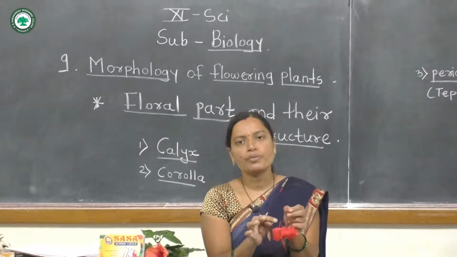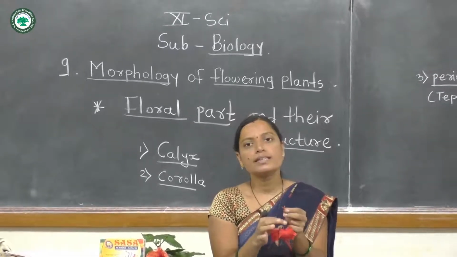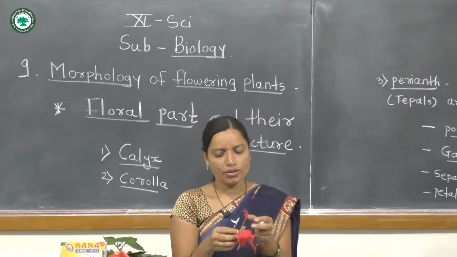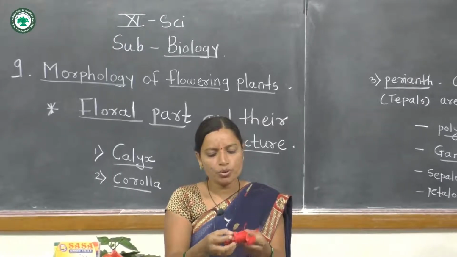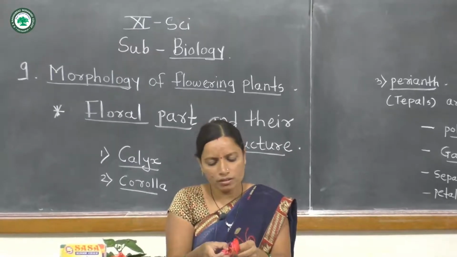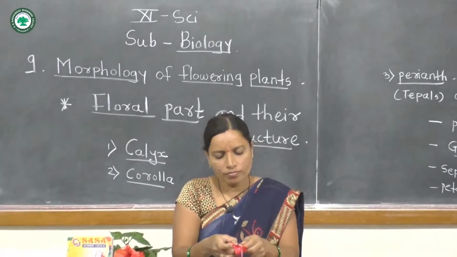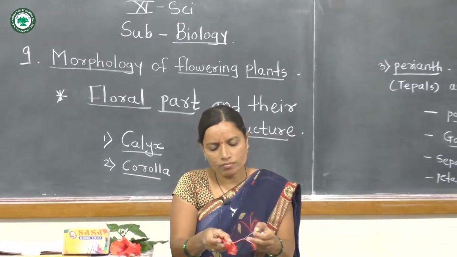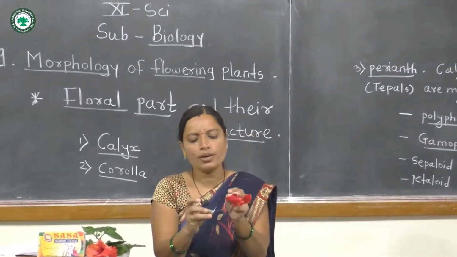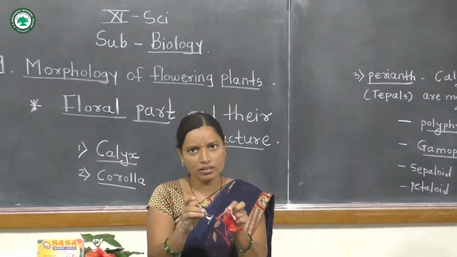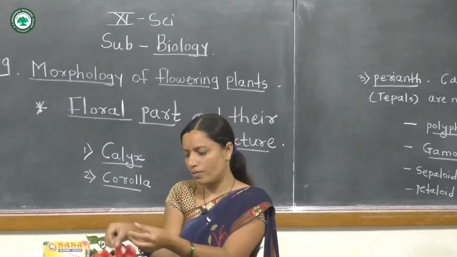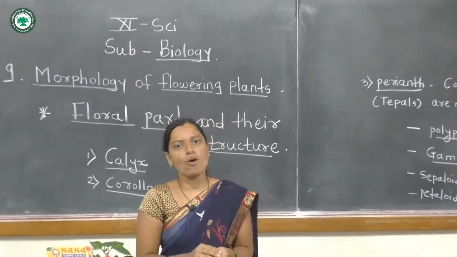The gynoecium is divisible into the stigma, style and ovary. Now if we dissect this flower, it shows the innermost part of the flower, which is the ovary, style and stigma. These are the three parts of the gynoecium, the female reproductive whorl of the flower. Now a detailed study of all the floral parts.